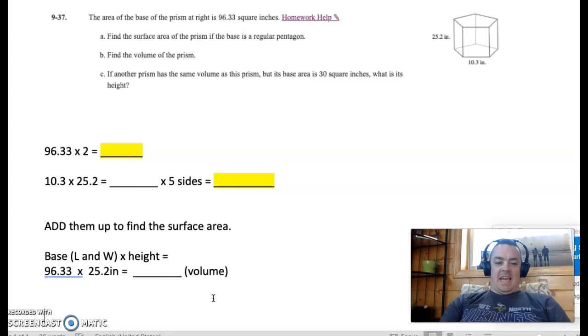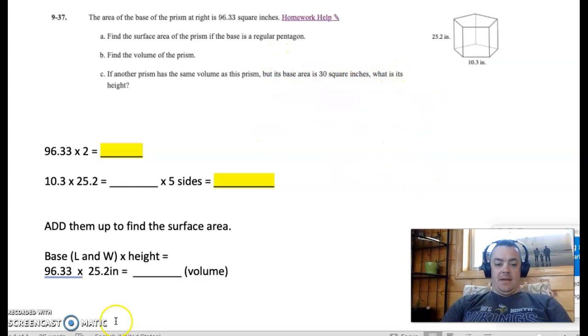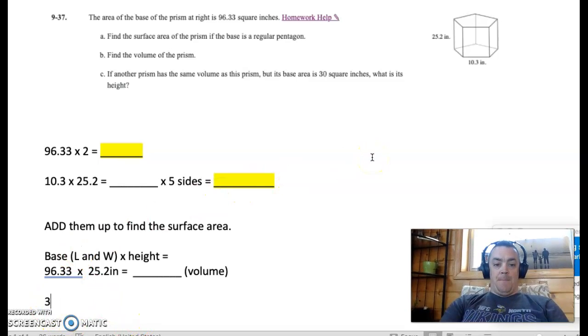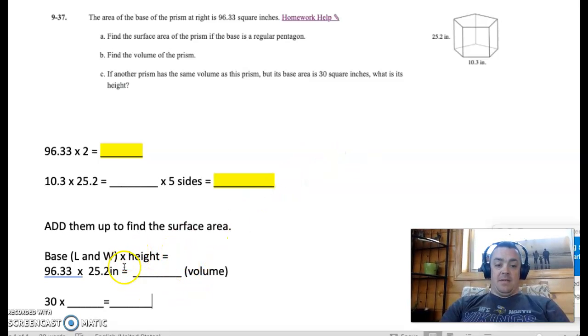So then in C, they want to know if another prism has the same volume as this prism, but its base is 30, what is the height? So basically, what you're doing is trying to figure out if our base is 30 on this other one, you need to figure out what we're going to multiply that by to get the same answer as this volume right here.